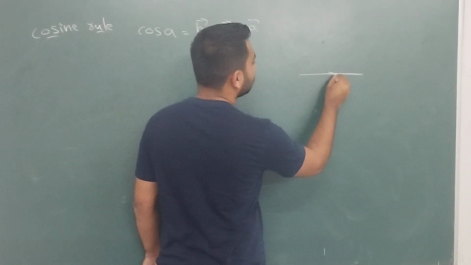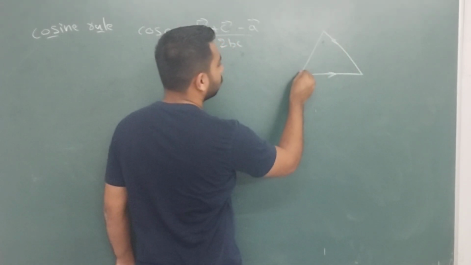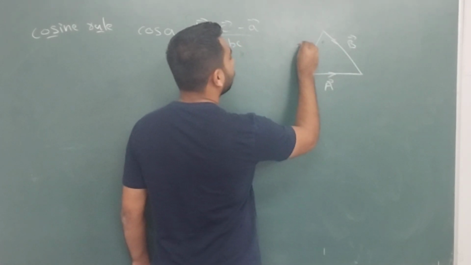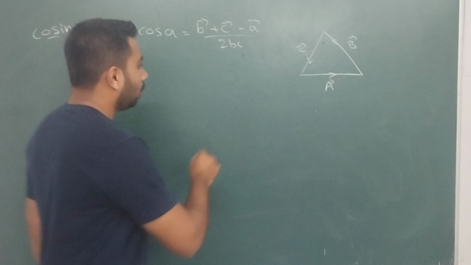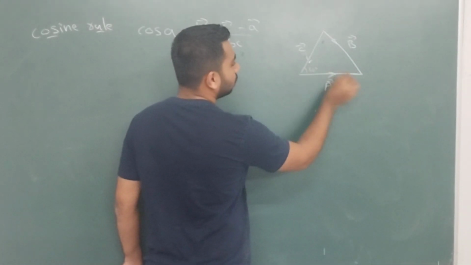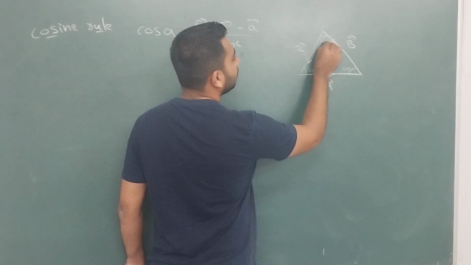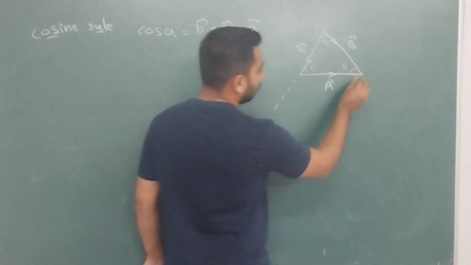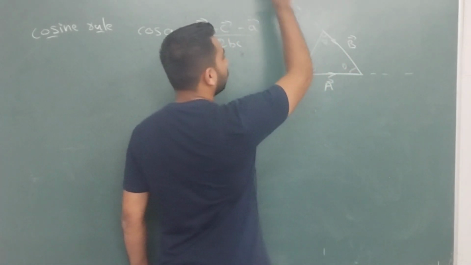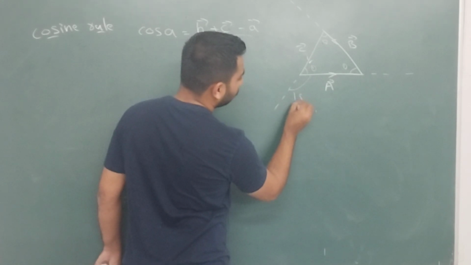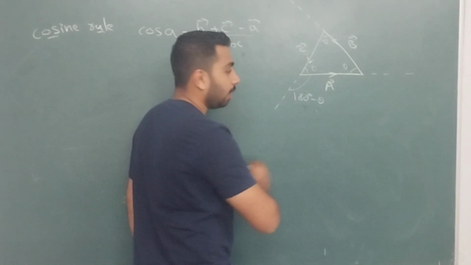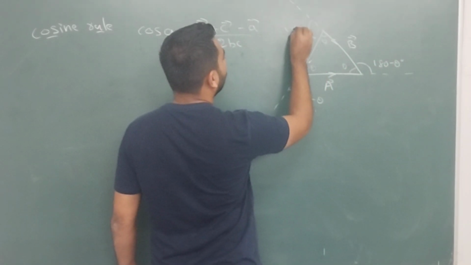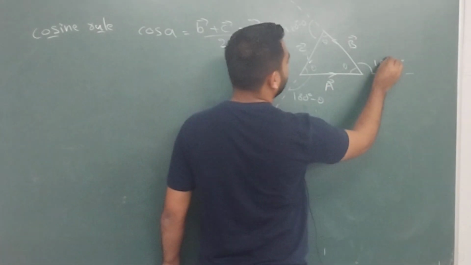Now just say this is your one vector, this is your other vector, this is your one more vector. Let's say this is vector A, this is vector B, this is vector C. Now it has an angle of 60 degrees, let's say angle theta. Now it extends up to here. Now what is this angle? This is your 180 minus theta, and this is 180 degrees minus theta, right?